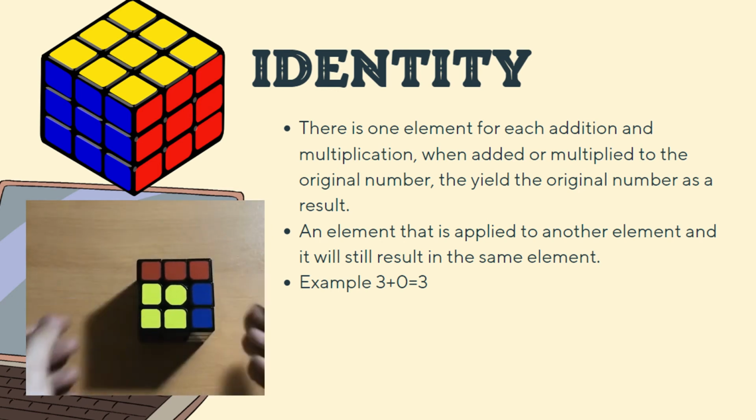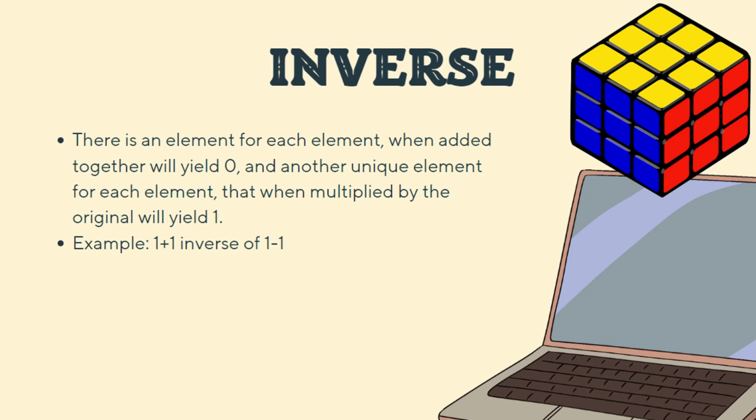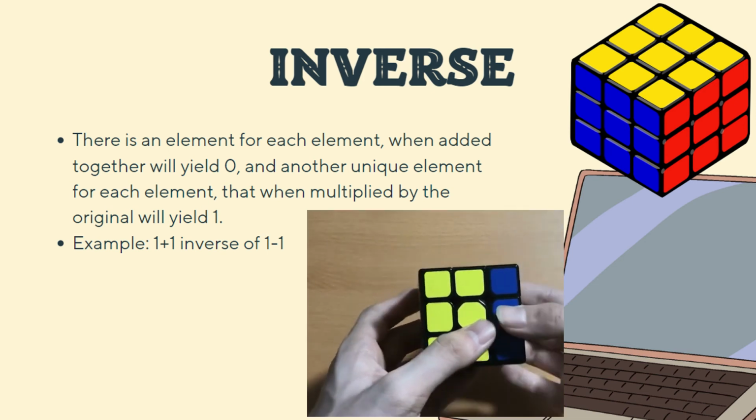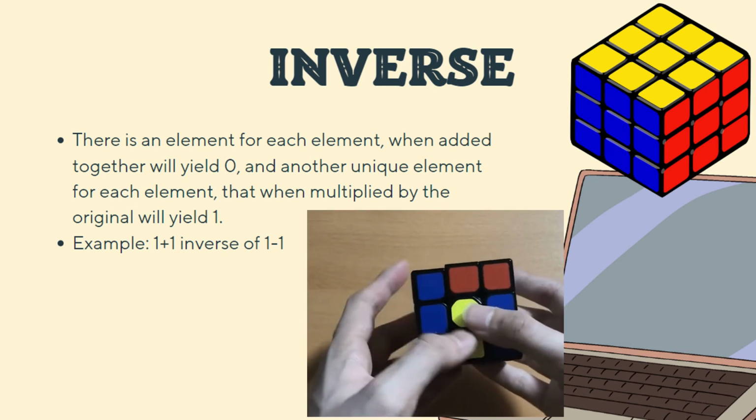Last but not least, inverse. There is an element for each element that, when added together, will yield 0, and another unique element for each element that, when multiplied by the original, will yield 1. For example, 1 plus negative 1 equals 0, so negative 1 is the inverse of 1. It's vice versa. So that's inverse. It's the opposite, in other words. Here is the sample.